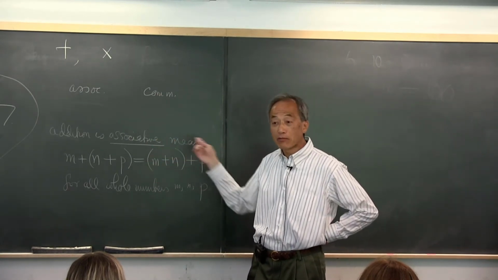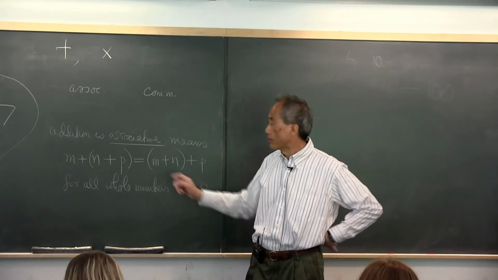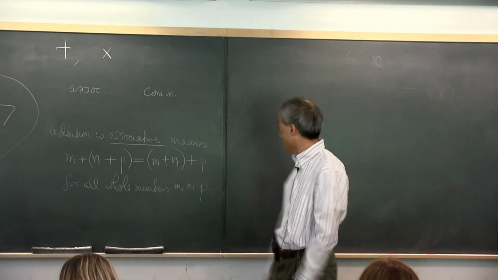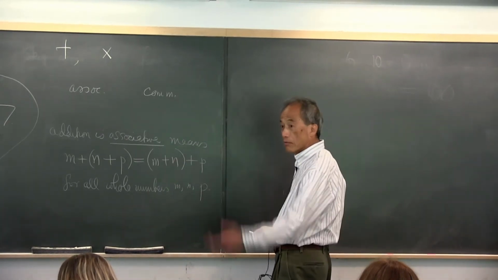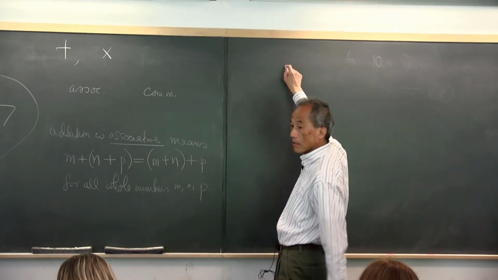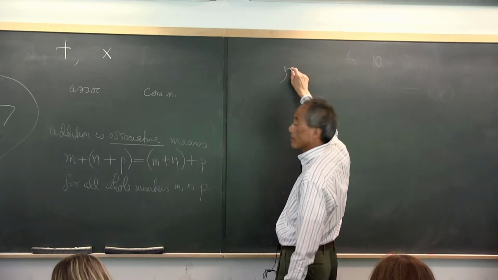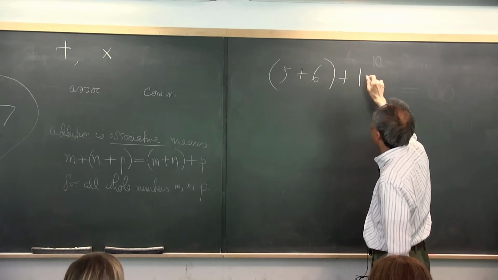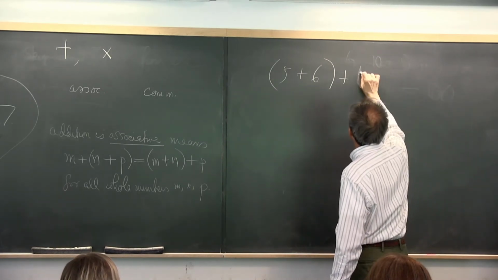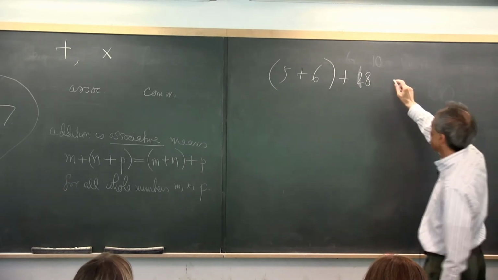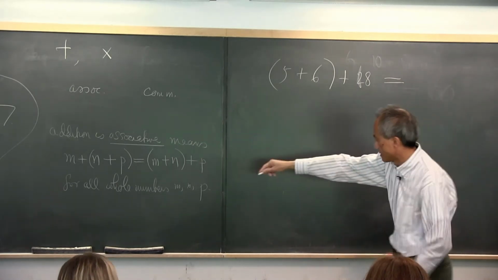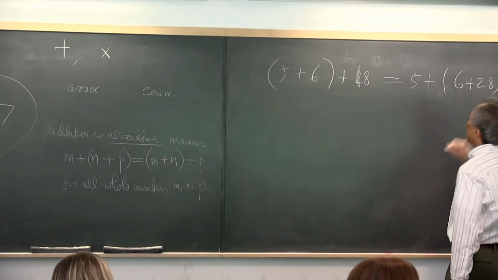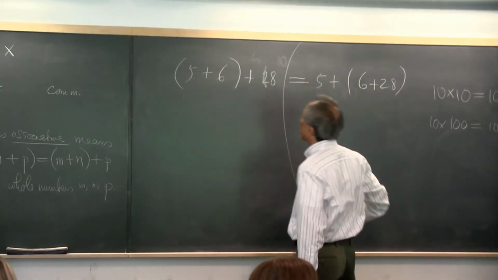Now, of course, what you have to convince yourself about this is take a lot of numbers and try it out. By the way, this is quite spectacular. Do you appreciate it? Do you take this for granted? You should. Well, give me three numbers. 5, 6. Give me something big. 28. So I'm saying (5 plus 6) plus 28 is the same as 5 plus (6 plus 28).